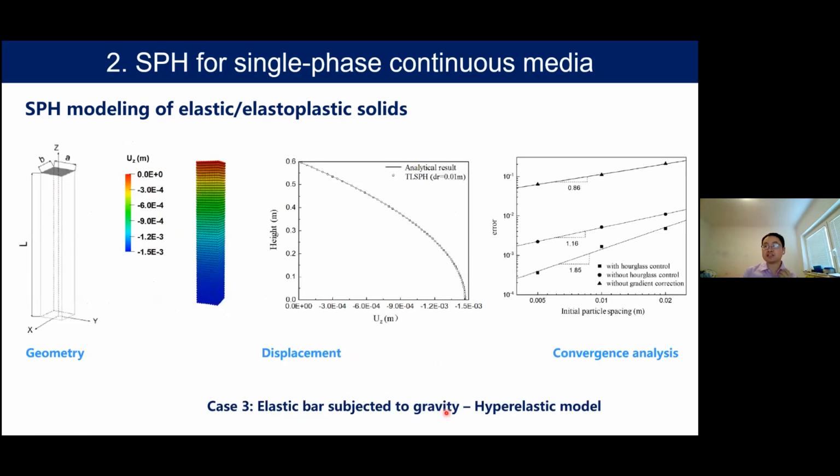The first and the simplest is a model of elastic bodies. And here is an example where we simulate a bar subject to gravity. And under the gravity, it gradually reaches the steady status, and we have the deformation in the z direction.